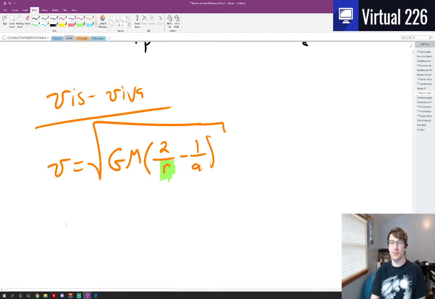This gives you the velocity at any point in the orbit, which is a kind of cool thing. It's a conservation of energy approach. You see it a lot in astronomy. It's used a ton there. But in the high school physics class, we really don't use it. But I thought I'd show that to you just as a little extra win there.